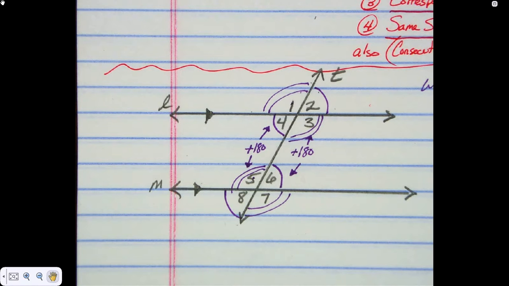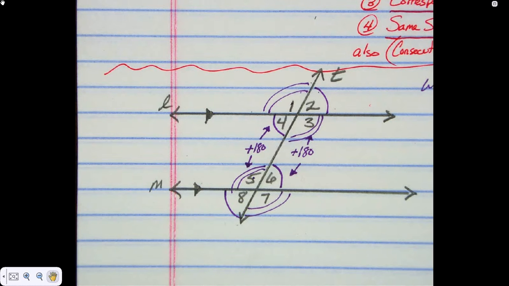Now let's look from here to here. Is angle 4 kind of alternate 6? What are they? Congruent. Is angle 4 and angle 5 right beside each other? What do they do? Supplement. Is angle 6 and angle 3 on top or beside each other? They add to what? 180. Is angle 5 alternate angle 3? What are they? Congruent.